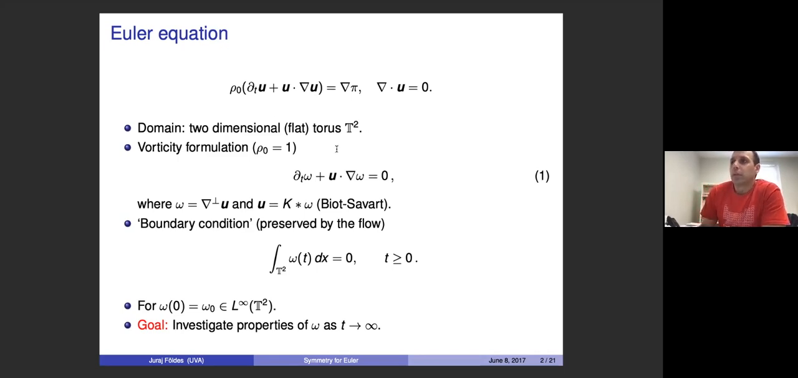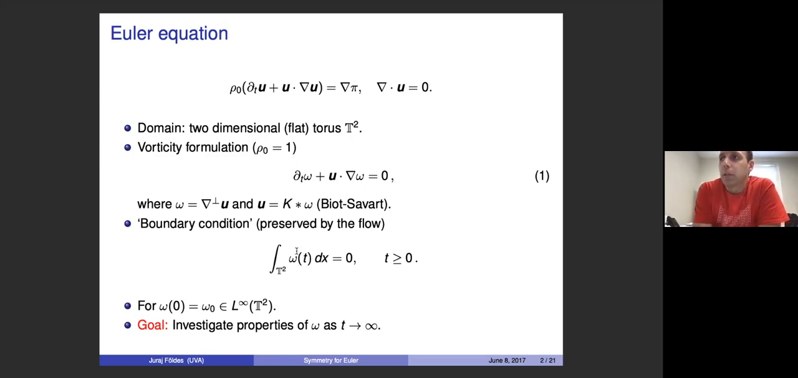So the vorticity formulation, as usual, is going to be this one. If omega is the curl of u, then omega is real valued. It's not a vector valued function. It's a real valued function that satisfies the simple equation one. It has only two terms: partial derivative with respect to t of omega plus u times grad omega is equal to zero, where u is recovered from omega by this Biot-Savart law, which is a linear operator. Unfortunately, it's non-local, as we'll see later on.